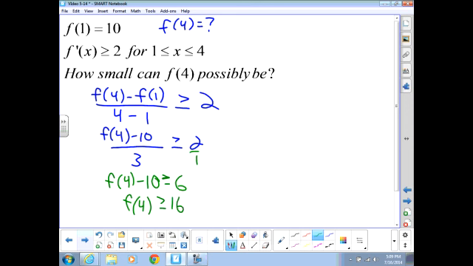Now remember, this is not your answer. If you just write f of 4 is greater than or equal to 16, you're going to lose a point if this was a quiz or a test. How small can f of 4 possibly be? Well, if f of 4 has to be greater than or equal to 16, the smallest it can be and still satisfy that statement is 16. So the answer would be the smallest that f of 4 could be is, in fact, 16.